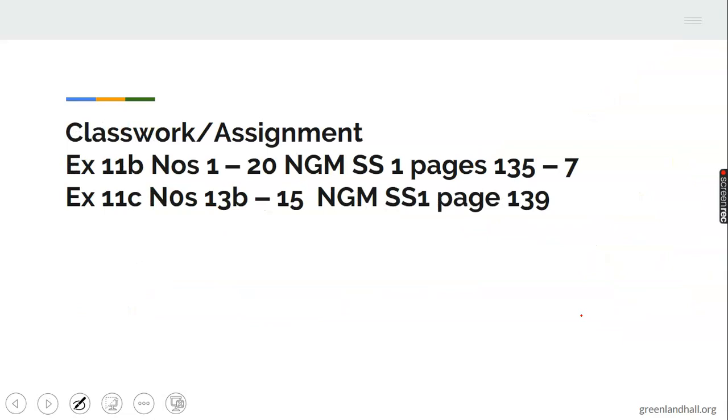So I'm giving you this assignment for you to do. It's taken from New General Mathematics, SS1. The first exercise is Exercise 11B, number 1 to number 20, on pages 135 to 137. While the second one is Exercise 11C, numbers 13b to 15 on page 139.